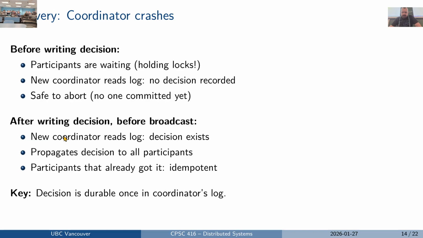Once the decision has been made, if the coordinator reads the log and the decision is in the log, the new instance of the coordinator knows that the old one approved it. Decision's made, done. It propagates that decision to all the participants. If a participant already heard the decision, it doesn't matter because it didn't change what it's heard. So sending the same message twice shouldn't actually change the outcome here. We're not changing history. That's the key point here. The decision is durable once the coordinator's log has been committed.